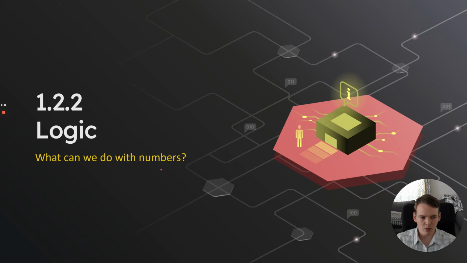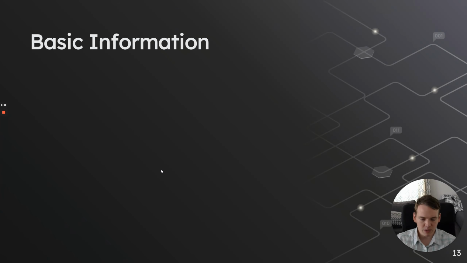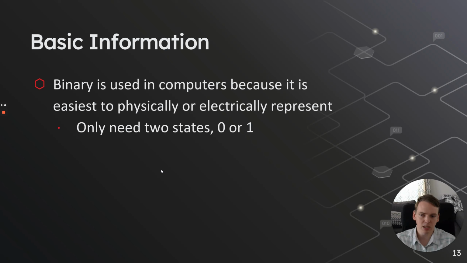This next unit, this next topic, we're going to look at logic, or what we can do with numbers. Specifically, we're going to be focusing on binary numbers. And so binary, as I said in the previous lesson, it's used in computers because it's easy to physically represent or electrically represent. We can have two states, and those can represent 0 or 1.